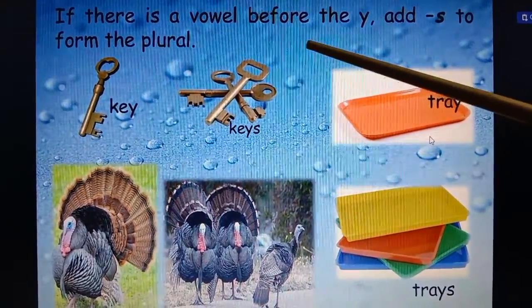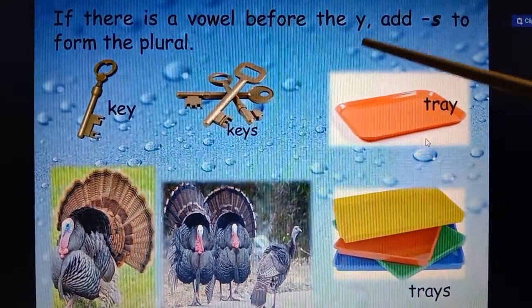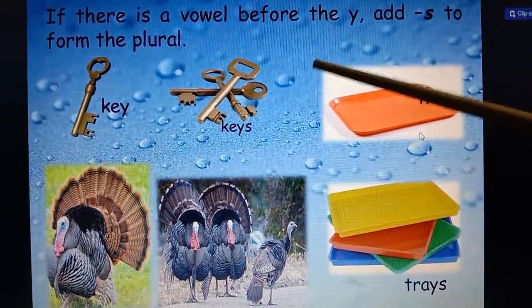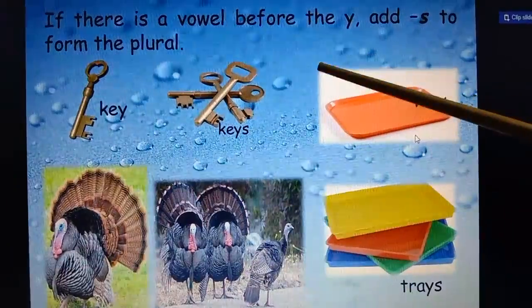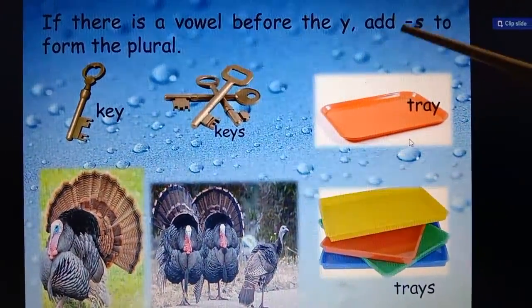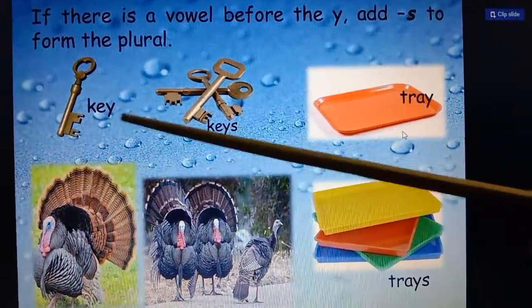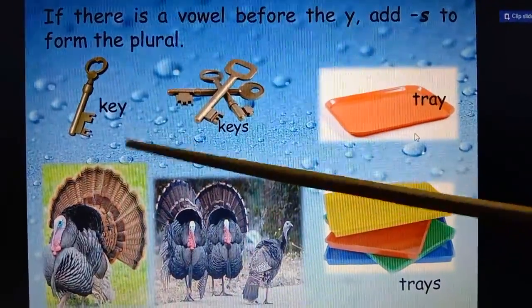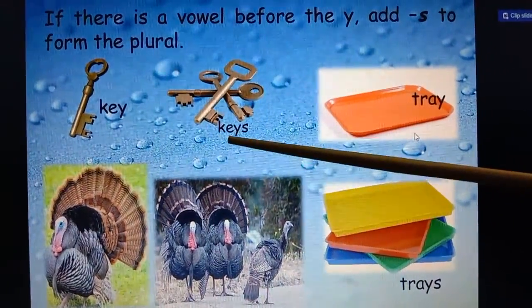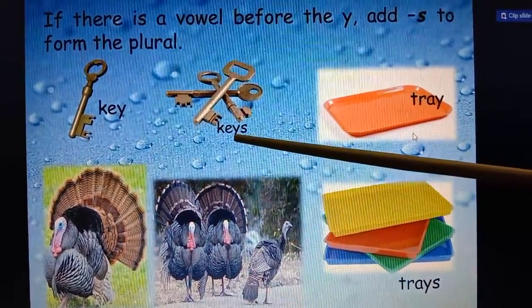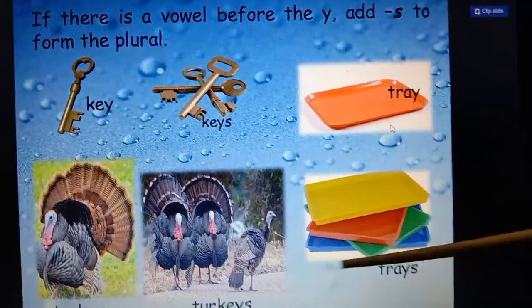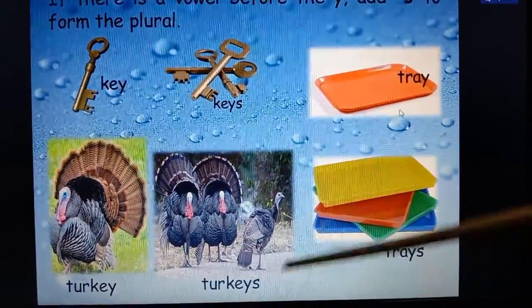If there is a vowel before the y, what are vowel letters? A, E, I, O, U. If there is a vowel before y, we just add s to form the plural. As you can see, key will become keys because it has a vowel before y. Tray, trays. Turkey will be turkeys.